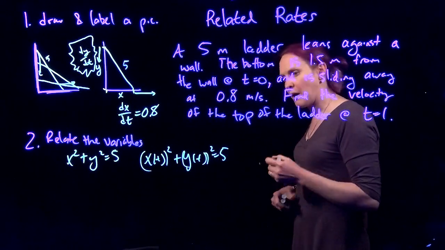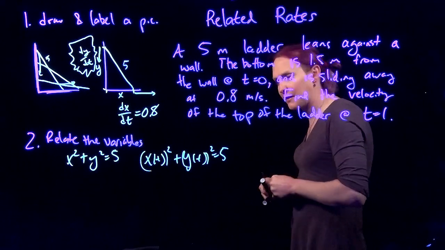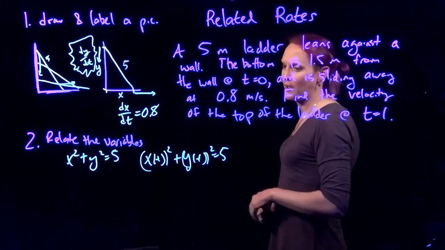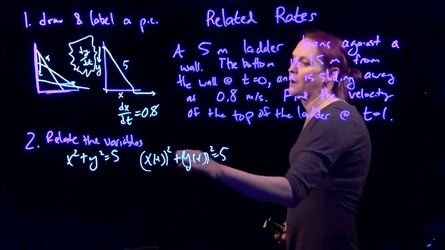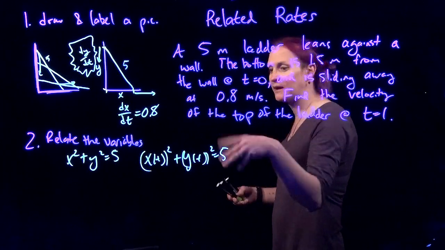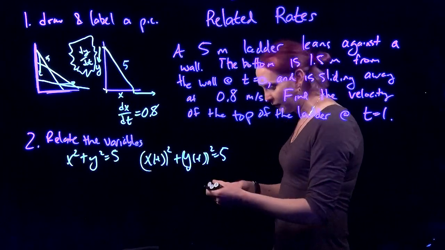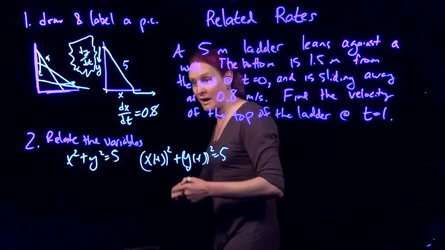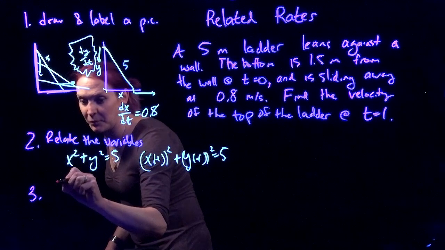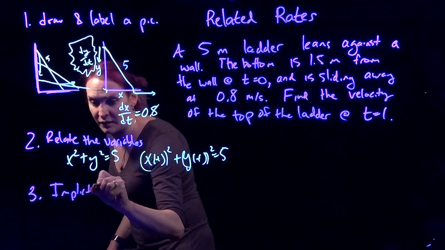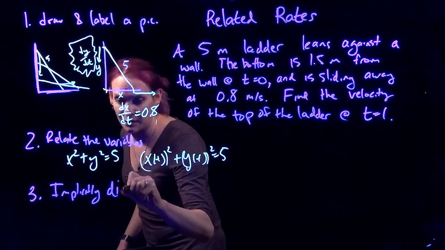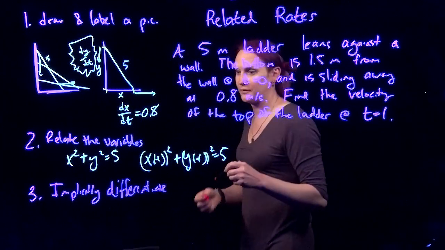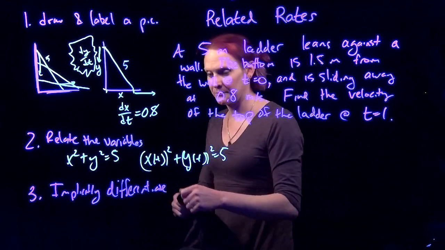And so I feel like putting that time dependence explicitly in our relationship is really important, at least when we're learning how to do these problems, because it's the thing that hints to me, oh, these are functions of time, and then I want to take a time derivative of these things. And so I think that our third step is, after I've related the variables, let's take the time derivative, and that's going to use implicit differentiation. So we're going to implicitly differentiate that equation.